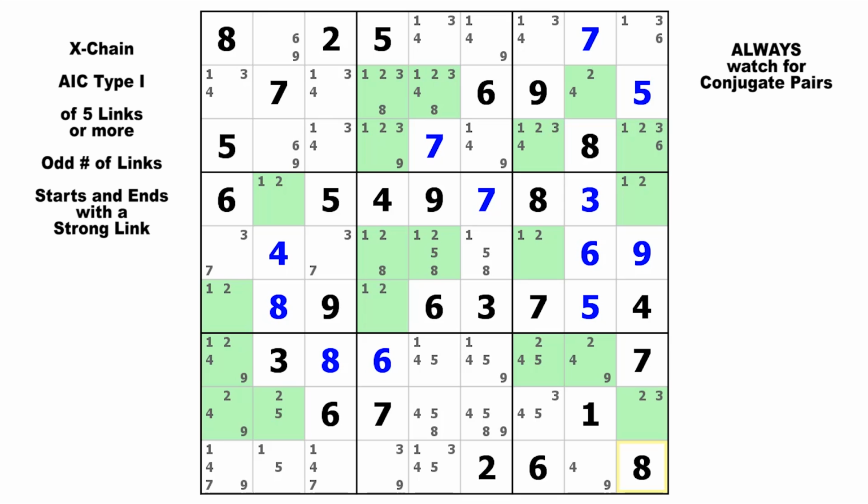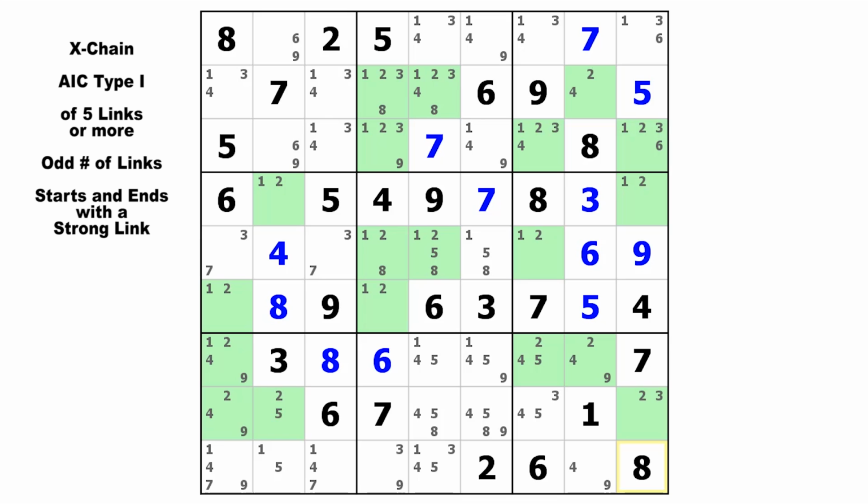You should watch for conjugate pairs all the time because they play an enormous role in so many of the solving techniques. They are a central part of X-wings, swordfish, jellyfish, skyscrapers, 2-string kites, empty rectangles, W-wings, AICs Type I and Type II, and continuous and discontinuous loops. Conjugate pairs and bi-value cells are probably the 2 most useful and important things there are to help you solve any puzzle and to find all the different patterns related to all the solving techniques. So you should watch out for them at all times and always be aware of their presence.